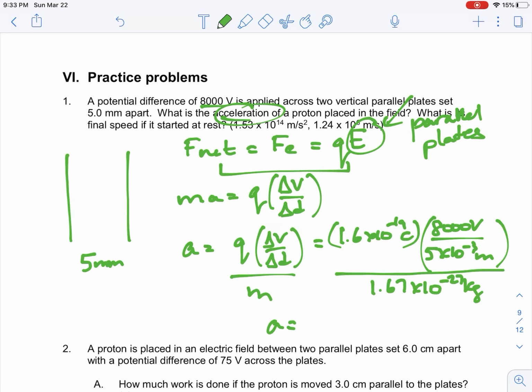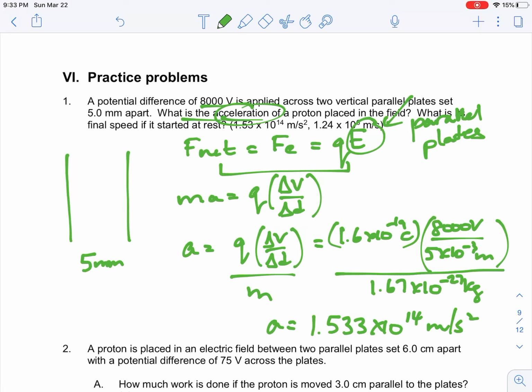Oh, the answer is there. Oh, that is right. Okay, so 1.533 is what I get, 1.533 times 10 to the 14 meters per second squared. Okay, so that's the acceleration. That was the first part of it. What is the acceleration of the proton?